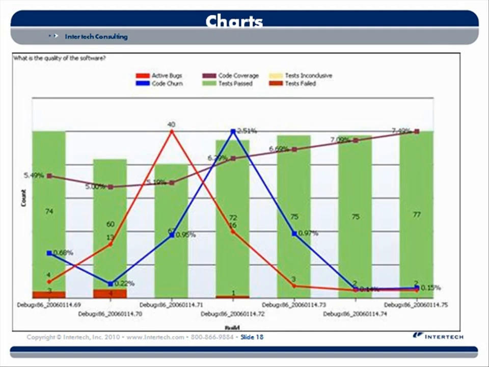Our code coverage percentage is going up. The number of tests passing compared to the number of tests failing are going down. Code churn is going down. Obviously, what you want to see at the end of a release cycle. Number of active bugs are going down. Really, really useful report here.